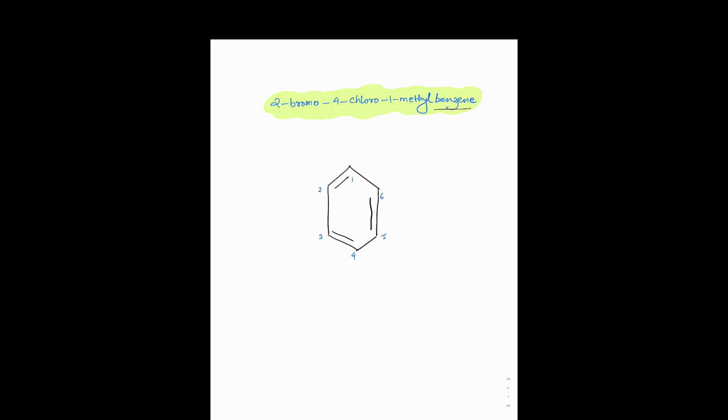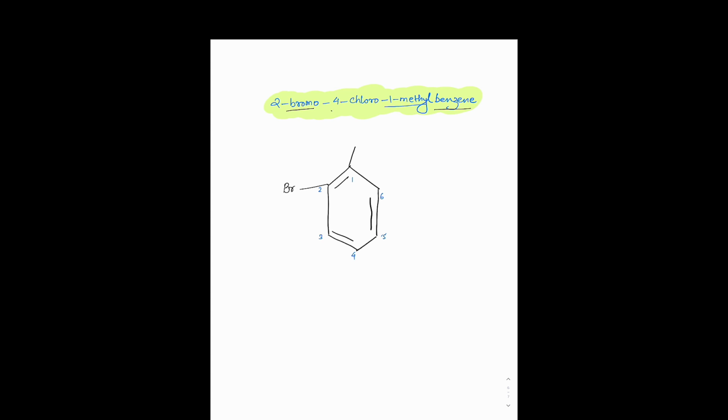Now we see that at carbon atom 1 we have a methyl group. So I will draw a line here. At carbon atom 2 we have a bromine group. So I draw a line and write Br over here.